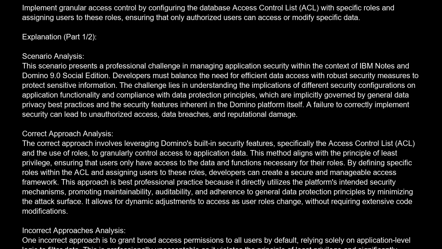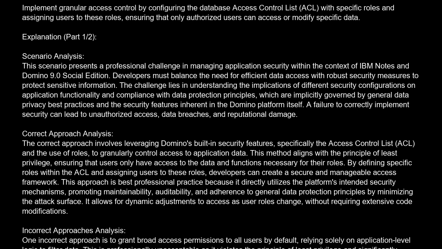This approach is best professional practice because it directly utilizes the platform's intended security mechanisms, promoting maintainability, auditability, and adherence to general data protection principles by minimizing the attack surface. It allows for dynamic adjustments to access as user roles change, without requiring extensive code modifications.